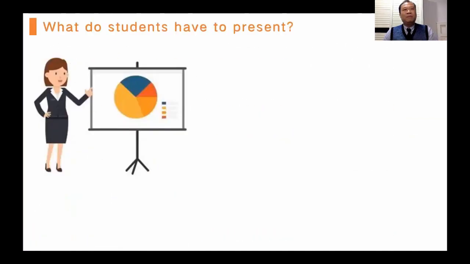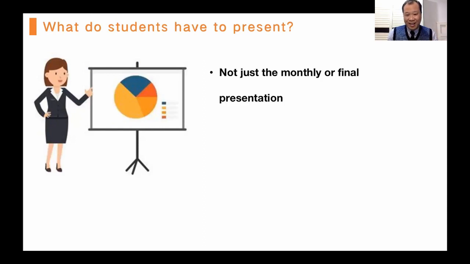To begin with, usually the question is, what do students have to present? There are so many things that they can present in a class. Whether it's a long class or a very short class, they still get to present something. This is not just about a monthly or final presentation, which you would normally ask the student to do in a formative or summative assessment. It can also be a homework presentation. It could be as simple as that.